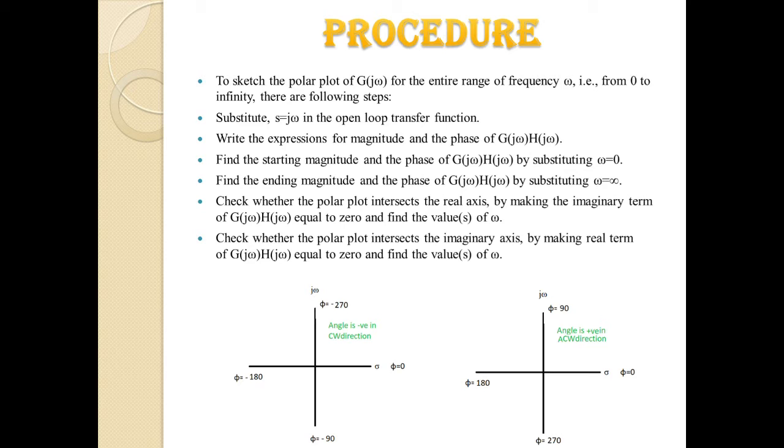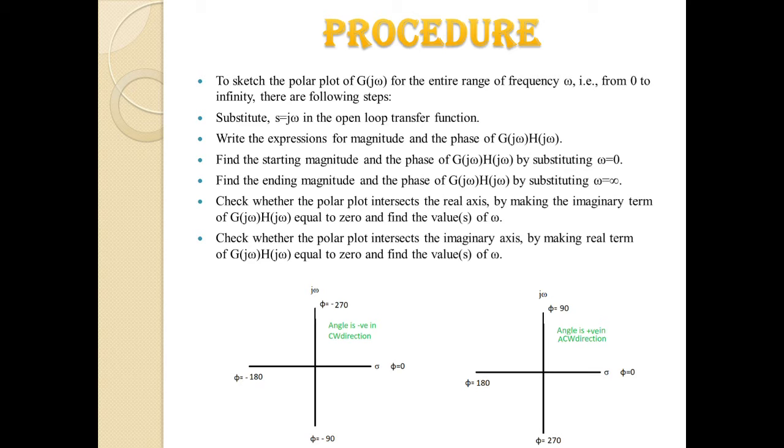Next, how to draw the polar plot. To sketch the polar plot of G(j omega) for the entire frequency range, that is from 0 to infinity, first we substitute s equal to j omega in the open loop transfer function. And we need to express the magnitude and phase angle of G(j omega) H(j omega). So the sinusoidal wave is varying from 0 to infinity. Whether it has higher frequency or lower frequency, omega varies from 0 to infinity.